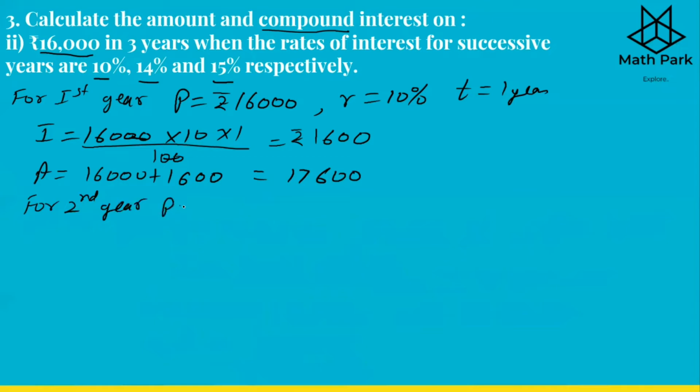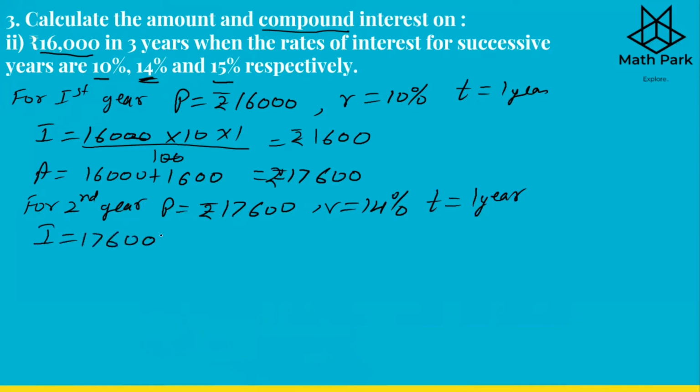Now this 17,600 for second year becomes the principal. Your principal is rupees 17,600. The rate of interest is now 14%. So R is equal to 14%. The time period remains 1 year again. This is for second year we are calculating. And then interest is equal to 17,600 into 14 into 1 upon 100. Okay, just multiply 176 into 14. 176 into 14, you get this as rupees 2,464. Okay, this is the interest.